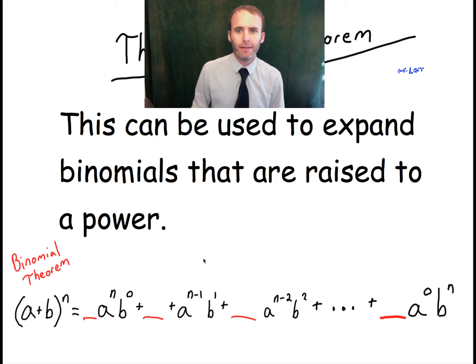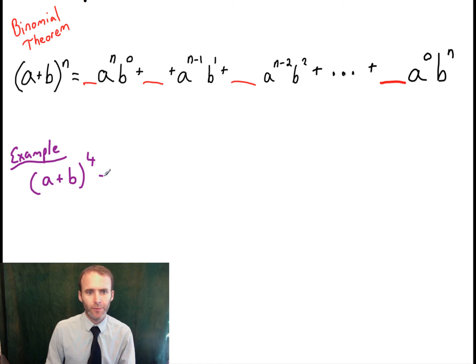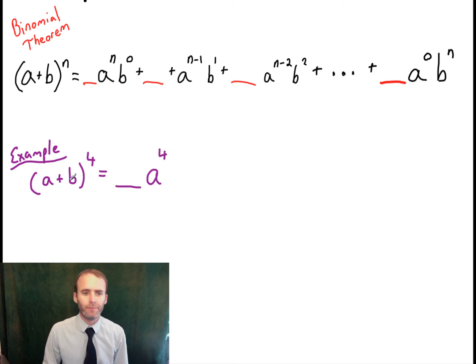Okay, let's do an example of this. Okay, here's an example, and we're going to follow this scaffolding right here. So a plus b to the 4th. Well, let's leave a blank here right now. In my first term, we have a, and we're going to put that to the highest exponent, so that's a to the 4th. And my b value, that's my second one, we're going to start off with b to the 0.